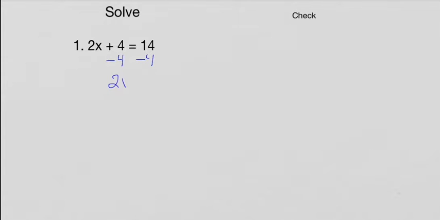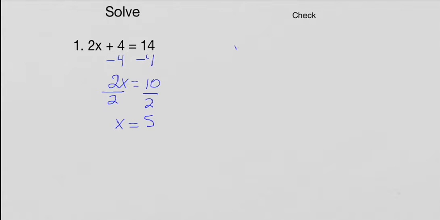So now we have 2x is equal to 10. Is the variable alone? It's not. We're going to do opposite operation. 2x is multiplication, so the opposite of multiplication is division. And we're going to divide both sides by 2. So x is equal to 5.